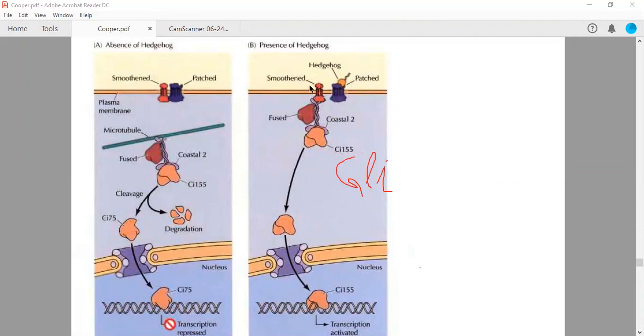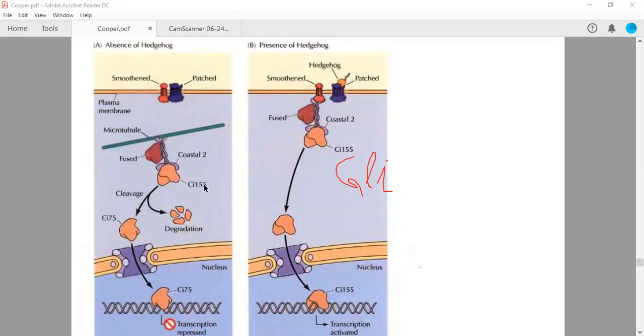First see this when there is no signal, no hedgehog protein. Patched is a negative regulator of the Smoothened protein. The Smoothened receptor, both being transmembrane receptors, is negatively regulated by Patched, so it is not able to interact with the cytosolic proteins. The cytosolic proteins form a complex with the microtubules and other proteins, for example Fused, Costal 2, and CI-155. If this type of complex is formed, this will lead to cleavage and degradation of the protein CI-155.